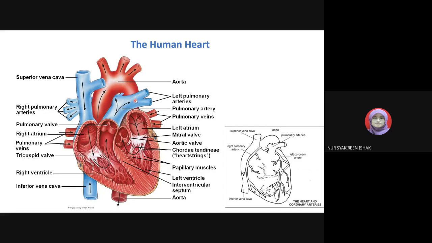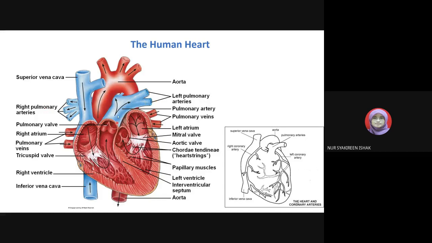Okay, pulmonary arteries. What is the function of the pulmonary artery? It allows oxygen poor blood that is pumped by the right ventricle. Right ventricle here. Right ventricle pumps oxygen poor blood out into the pulmonary artery. Pulmonary artery is branched into the left pulmonary arteries and right pulmonary arteries. Dia pergi kat mana? Dia pergi dekat left and right lungs.